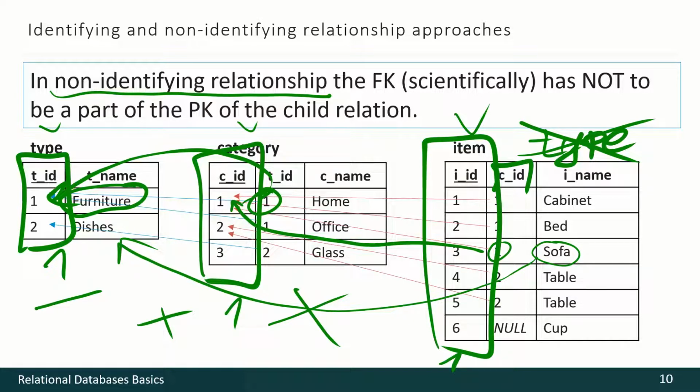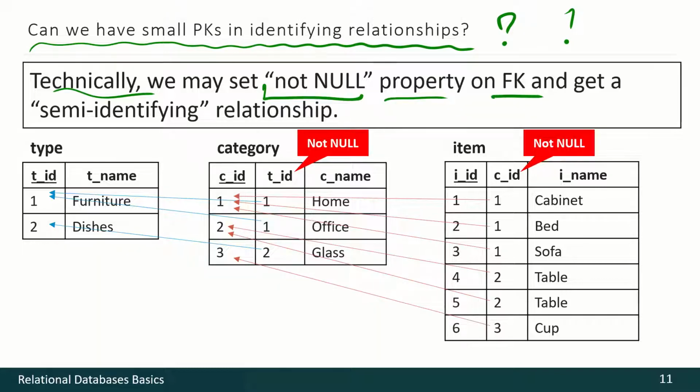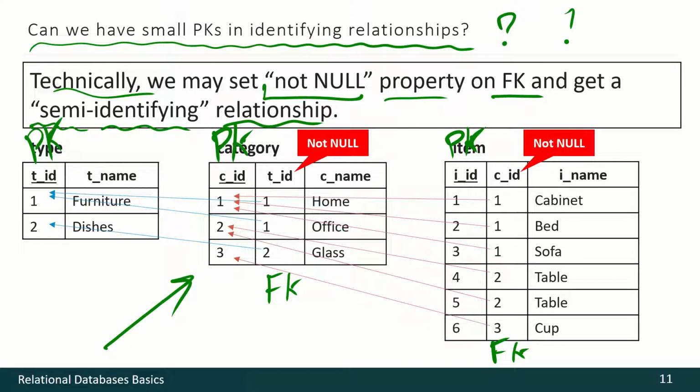of one field. But can we have small primary keys in identifying relationships? Yes, we can. Technically, we may set not null property on a foreign key and get a so-called semi-identifying relationship. Here is how it looks. We have the same type, category, item. We have our foreign keys here. We have our primary keys of one field only here. That's good. That's extremely good.